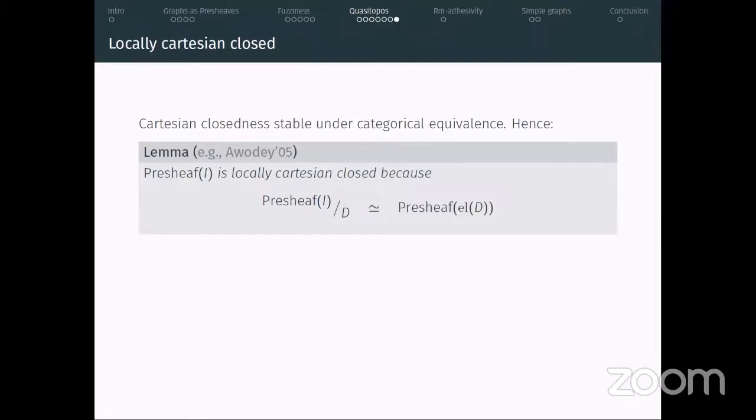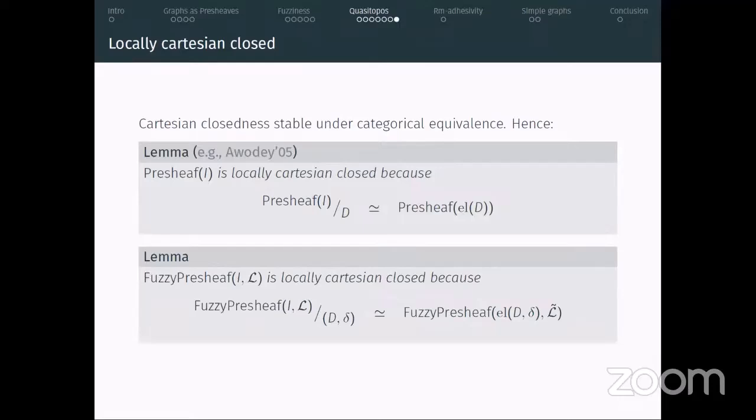For that, you just need to change the category of the Presheave from I to an element category, the category of elements, if you know what that means. This is well known, since it is in that textbook. And what we did was generalize it to fuzzy Presheaves, where you again change the I for the category of elements, but also change the functor slightly, and you still have an equivalence. So this proves that you have locally Cartesian closed. This is the idea for Quasitoposes.